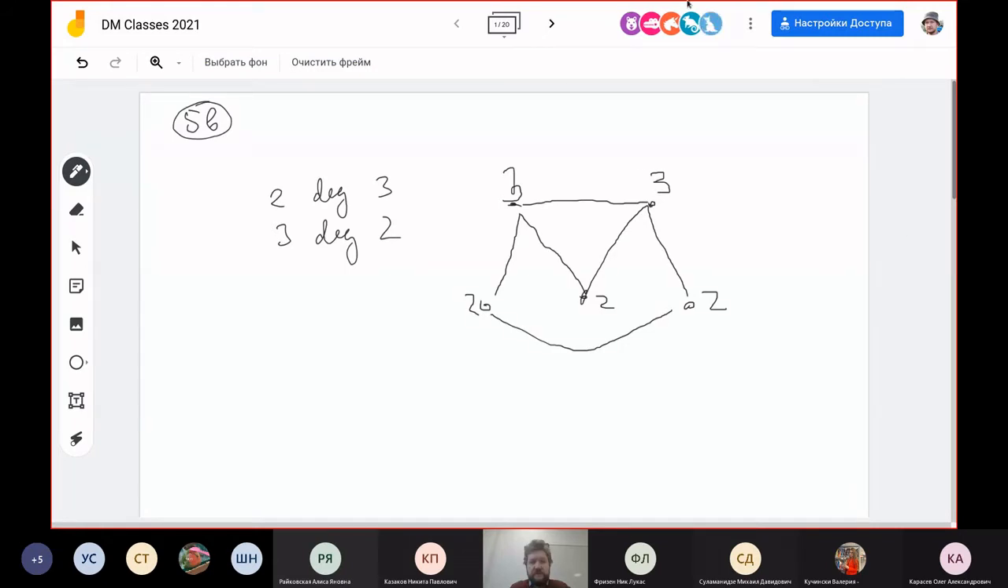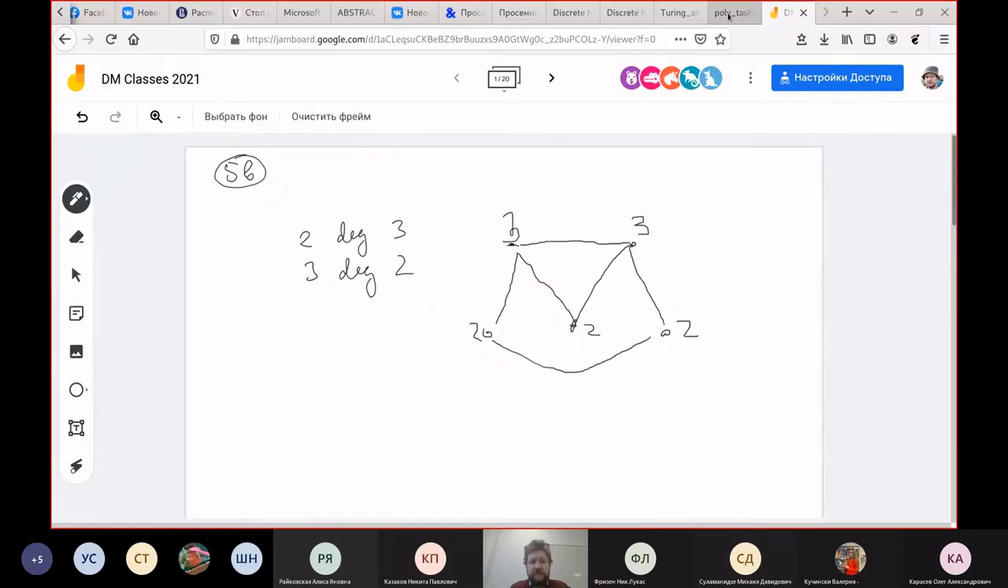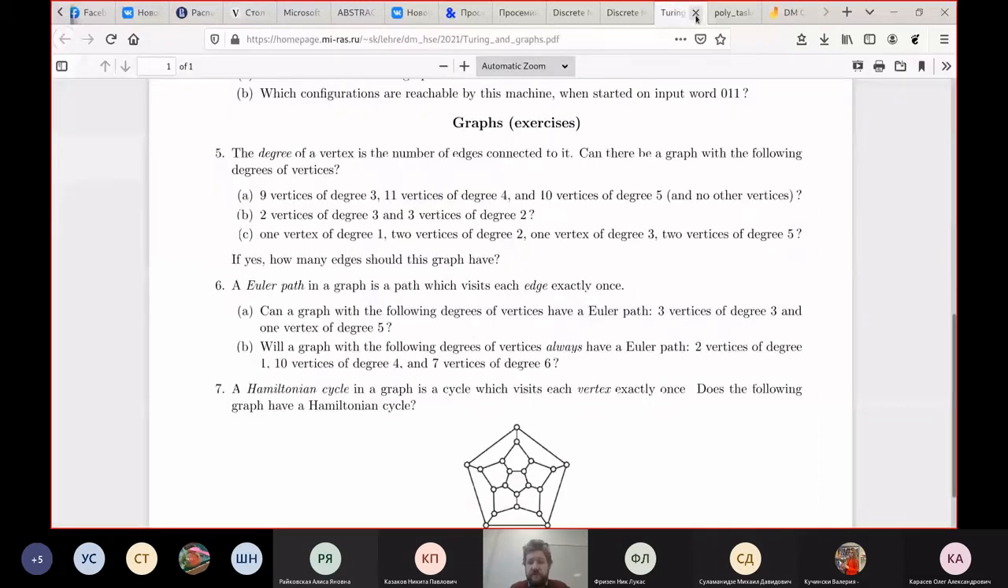And now let's look at 5C. So here you have one of degree one, two of degree two, one of degree three, and two of degree five. Let me write this down here.